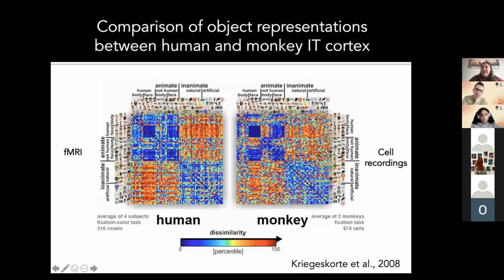and they also compared the dissimilarity matrix that is computed as a result of recordings from cells in monkeys, and you see how similar the representations are. So this is fMRI activity in humans. This is cell recordings in monkeys with the same type of stimulus, and you can see how similar the representations are. So basically, representational similarity analysis allows you to compare different modalities, different species, etc. So this is one of the advantages of this technique.